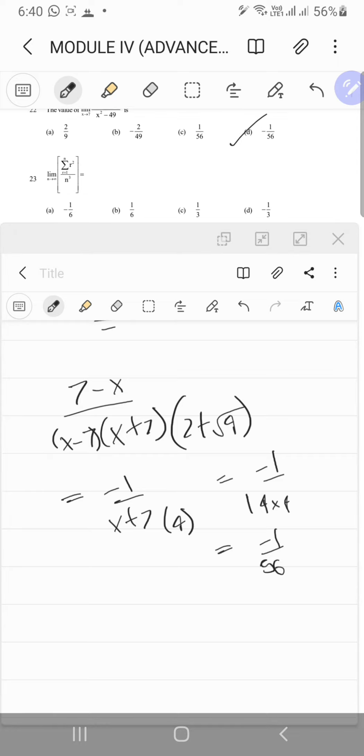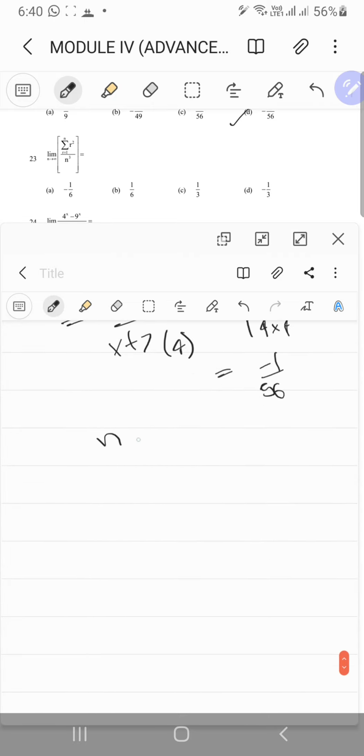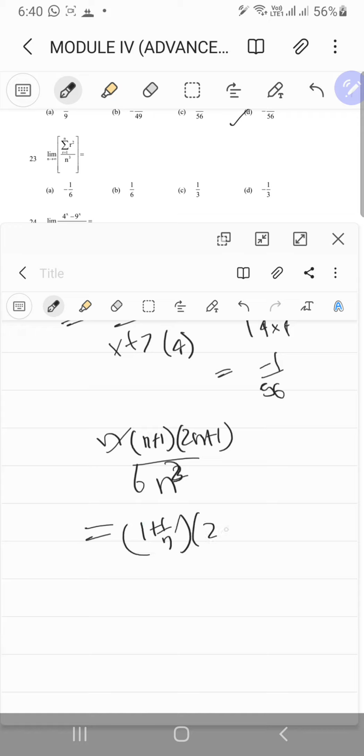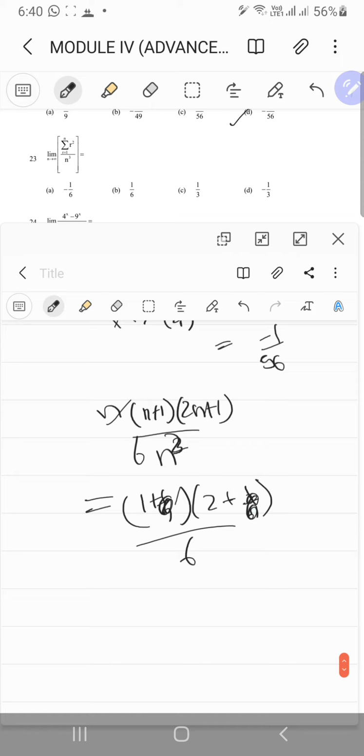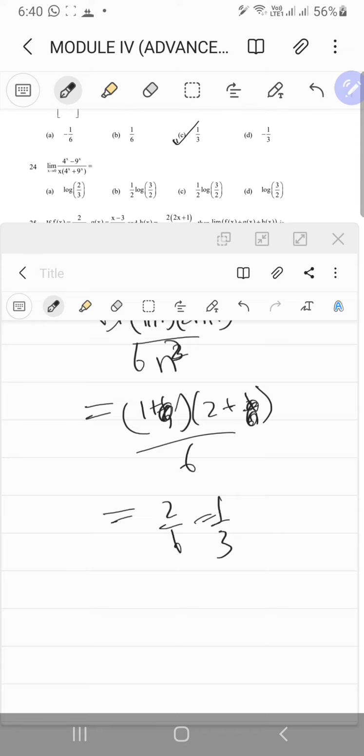Next question. Limit n approaches infinity of summation from r equals 1 to n of r squared upon n. I think we have done this question once. So this is just going to be n into n plus 1 into 2n plus 1 upon 6. Now we have done a similar question, not exactly this. This just cancels, you get 1 plus 1 upon n into 2 plus 1 upon n upon 6, and as n approaches infinity, this thing just goes to 0, this thing just goes to 0. So it's just 2 upon 6, which is 1 upon 3. This was easy. Next question.